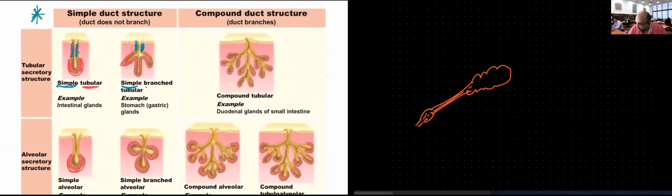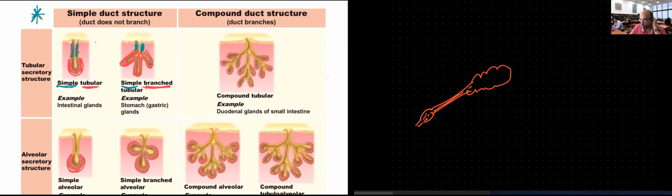Another factor is whether I'm attached to one secretory region or multiple secretory regions. So if I am connected to multiple secretory regions, this is going to be classified as branched. So again, three factors here that we use to classify those exocrine glands.